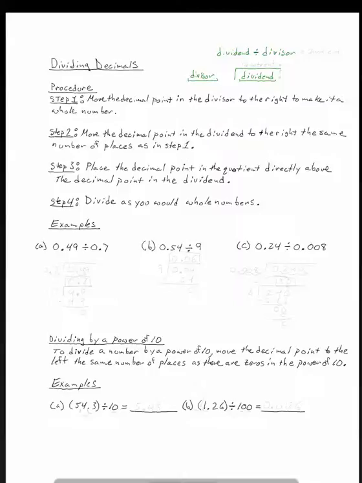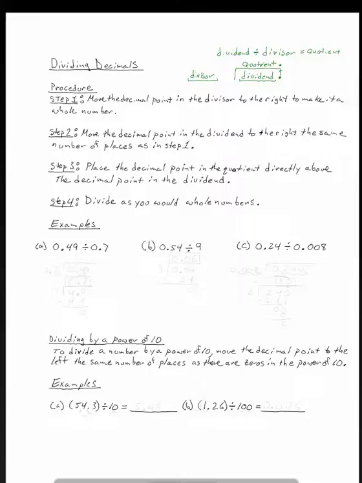Step 3, place the decimal point in the quotient directly above the decimal point in the dividend. Remember, the quotient is the answer to a division problem. So here would be the quotient. And when we're using the long division algorithm, then the quotient's the number that we get on top. So if our decimal point's here, we just bring it up. Step 4 is divide as you would whole numbers.